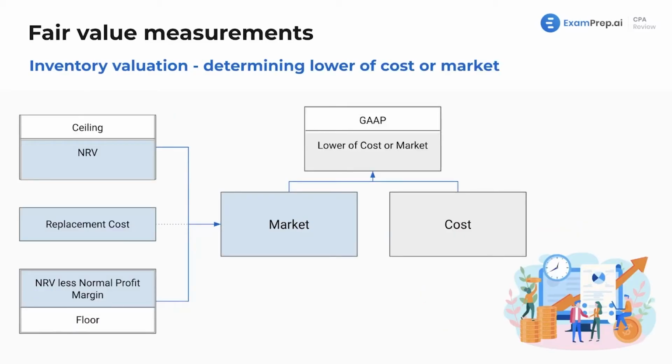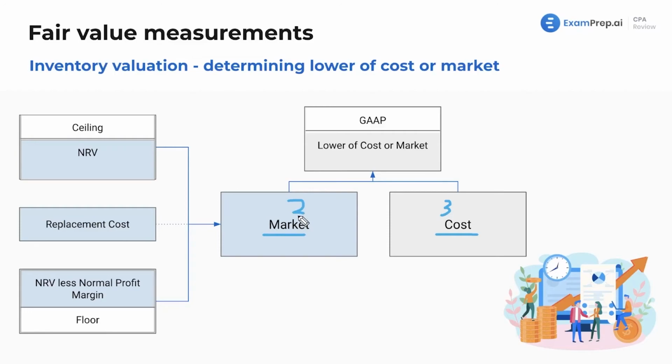Here's a nice diagram, right? So this is a GAAP rule, and this is what we're going to be doing with our numbers. It's the lower of cost or market. It's in the name, right? It's the lower of these two numbers. So let's say they just gave you a question. It said, hey, the market value is $2. The cost is $3. We would use the market value.